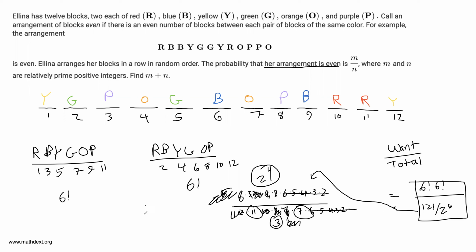So 2 to the 4 is 16, 11 times 3 times 7 is 231. So your final answer is 16 over 231. So your sum is 247. And we are done.